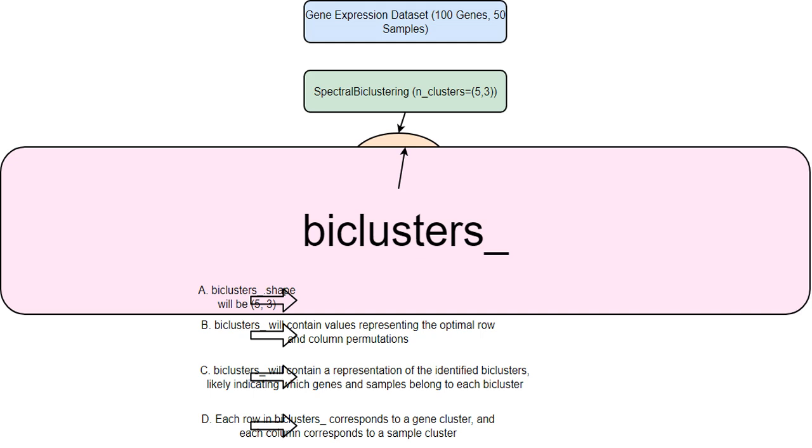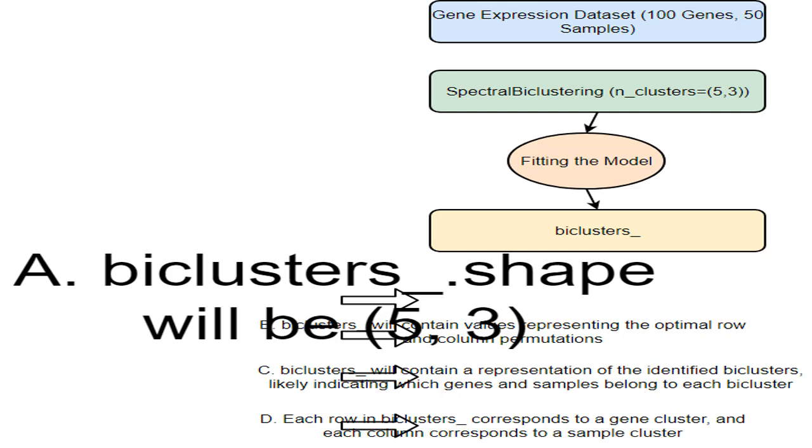I'll get a more structured way of organizing my genes and samples. This is incorrect. The shape of biclusters_ won't simply be 5, 3. That would only represent the number of clusters, not which genes and samples belong to them. It's a more complex structure. Think of it like a detailed membership list, not just the total head count.